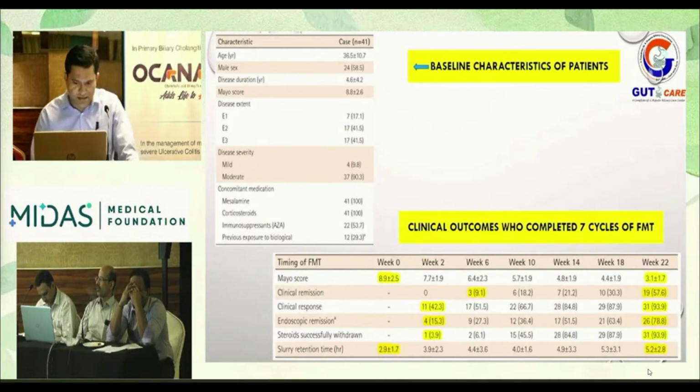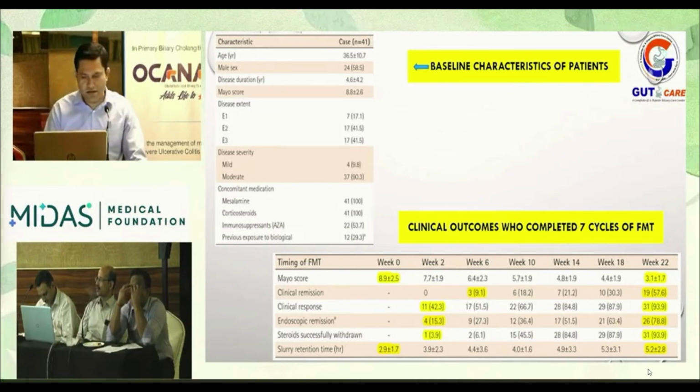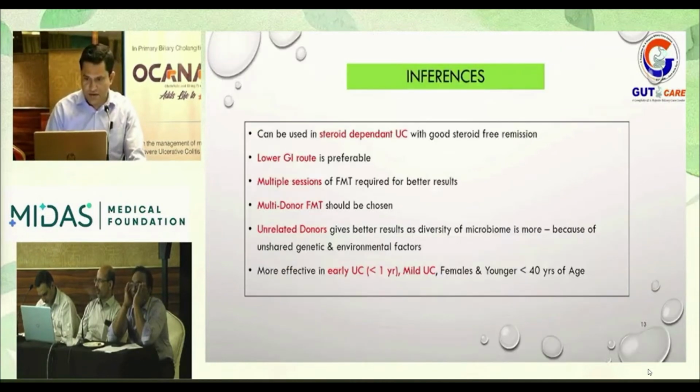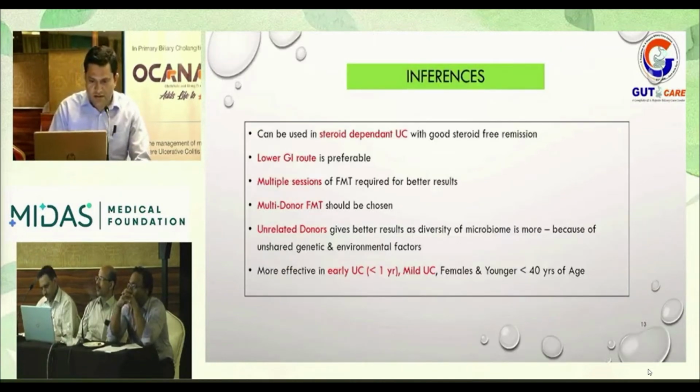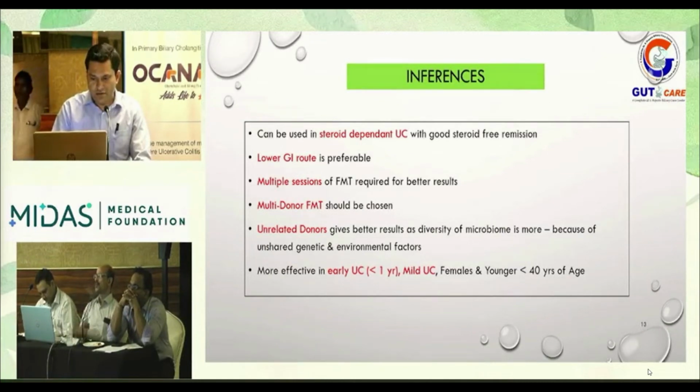These are the baseline characteristics, and this is the table showing the clinical outcome. From this table, we can see that the Mayo score gradually reduced, and clinical response, remission and endoscopic remission gradually increased. The inference from this study is that this can be used in steroid-dependent UC with good steroid-free remission. Lower GI route again is preferable, which is seen in the Western studies also.